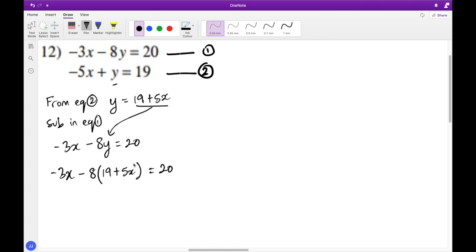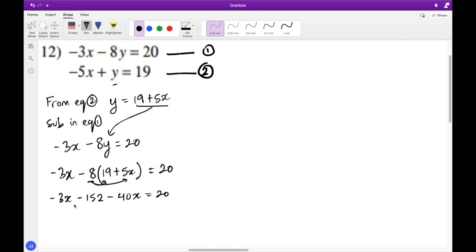So now let's expand the brackets. We have negative 3x. We have this negative 8, and be careful with these negative signs. Negative 8 multiplied by 19: 8 by 19 gives us 152, so that would be negative 152. And then we have the negative 8 multiplied by 5x. 5 8s are 40, so that'll be negative 40x, and that is equal to 20.